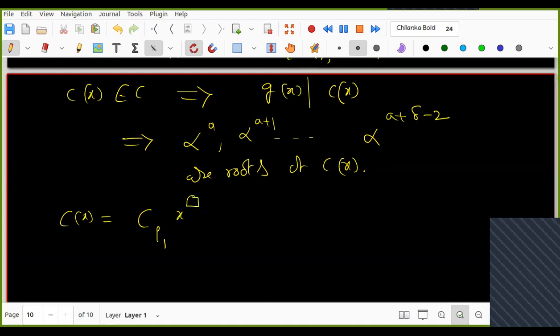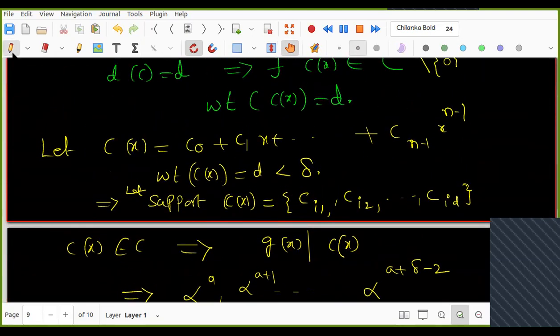Are you following my point? What is c_I1? Okay, I'll tell you. c_I1 is some number, right? But for that I need to say that I1 is less than I2 is less than up to Id. These are greater than or equal to 0 and at most n minus 1. Are you following?